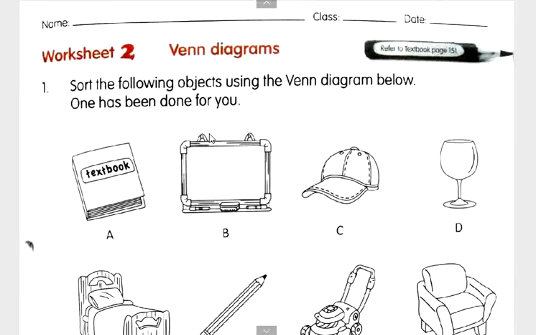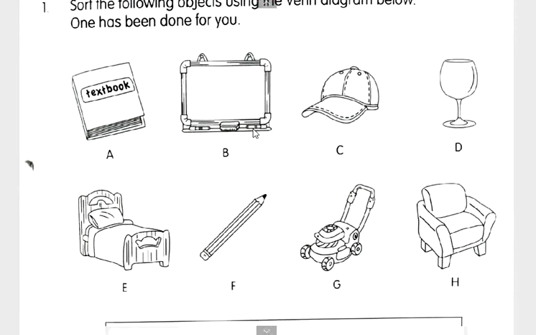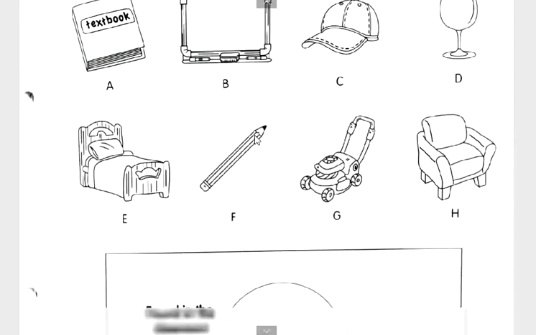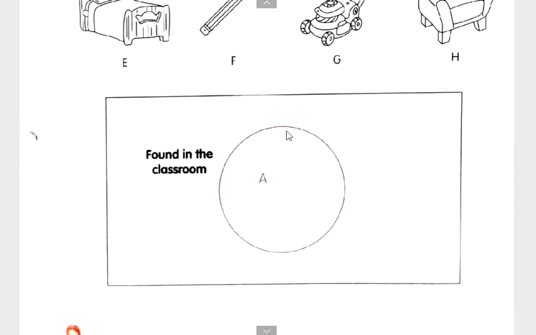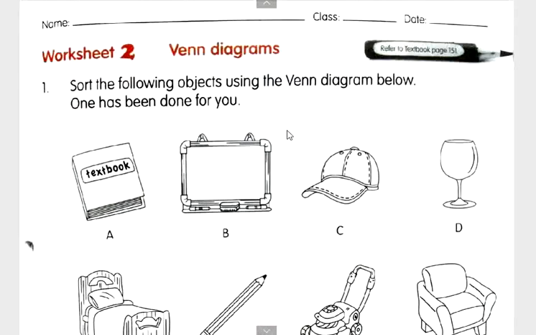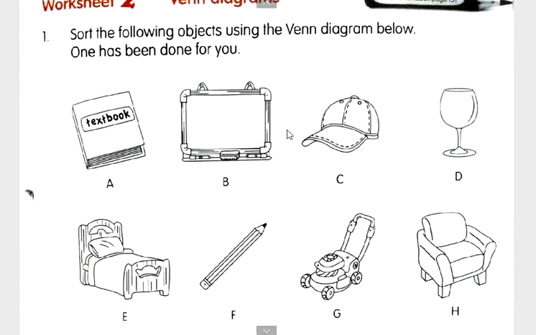Then worksheet 2, Venn diagrams. Sort the following objects using the Venn diagram below. One has been done for you. Okay, there are 8 pictures given, and the diagram is a fence. Fan means... looks like a circle, yeah.